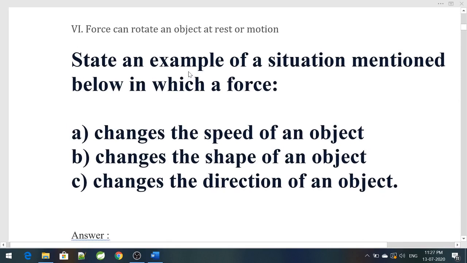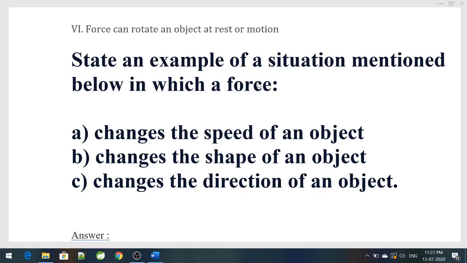Force can rotate an object at rest or in motion. Here also you can take the example of a ball. If it is at rest, we can rotate it, and if it is moving, it also rotates. So this is the second question.